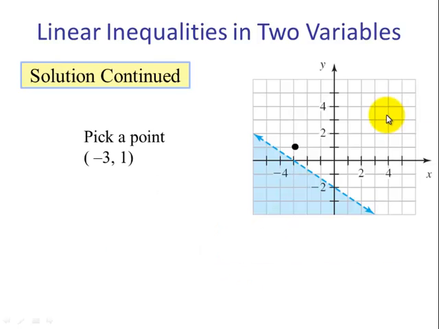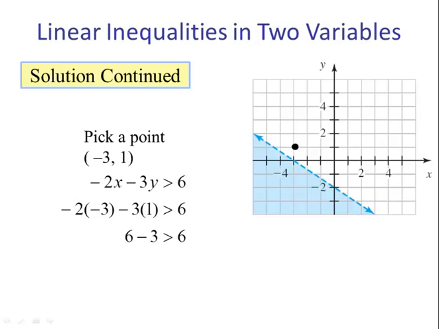If we pick a point in the non-shaded region, we should get a false statement. So I'm going to pick the point negative 3, 1. So x is negative 3, y is 1 for my point. Plug these back into the original inequality. We have negative 2 times negative 3 minus 3 times 1. We multiply here, we get 6 minus 3 times 1, which is 3. So we have 3 is greater than 6. This is a false statement. So we have verified that this is not a solution and it should not be in the solution set.